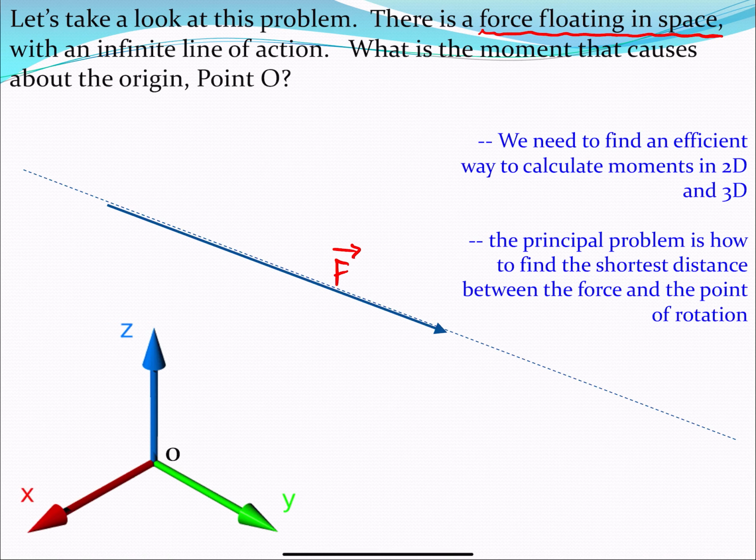It's infinitely long. So the question is, what is the moment that this force causes about the origin at point O? This point is at the origin. What we have to do is find the shortest distance between the line of action and point O, and we know that shortest distance will make a right angle. It will be perpendicular to the line of action. Depending on the position of F, it could be easy or it could be really tedious to find that shortest distance. So the main problem is to find an efficient way to calculate moments.